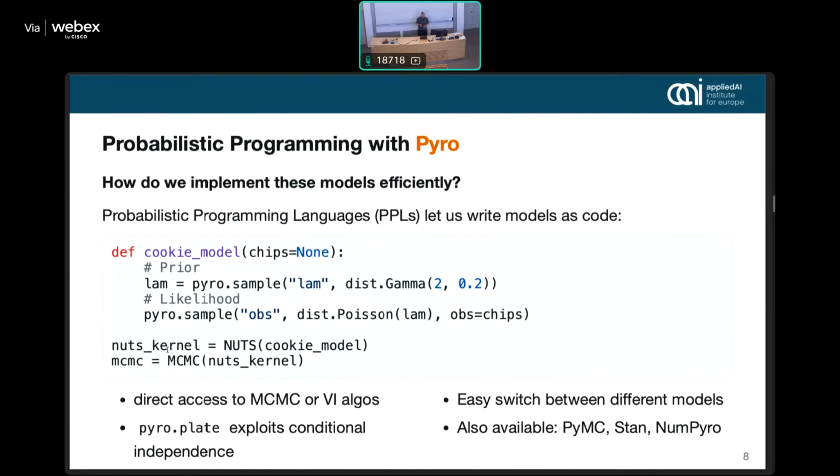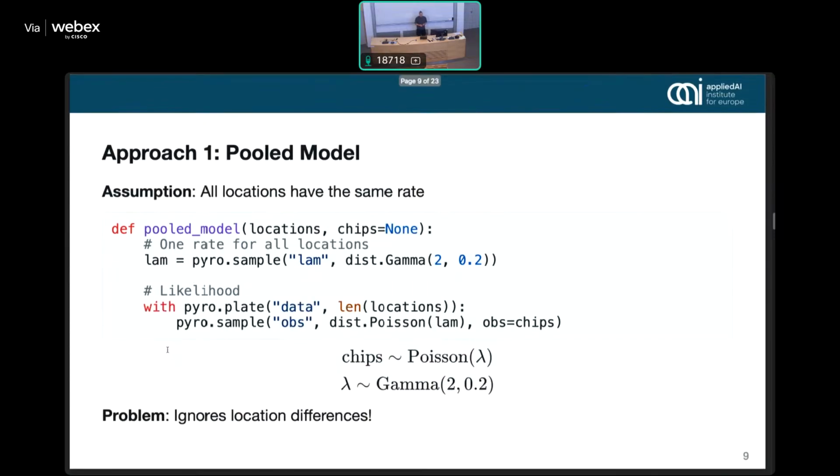And another thing is that we will see later that Pyro, and also the other languages, have this very efficient plate notation to define conditional independence in the model. So if we observe multiple trials, or in this case multiple samples of cookies, then we can just write this down using the plate notation in the model definition, and it will automatically exploit these conditional independence structures in the inference setup. Okay, so that's Pyro.